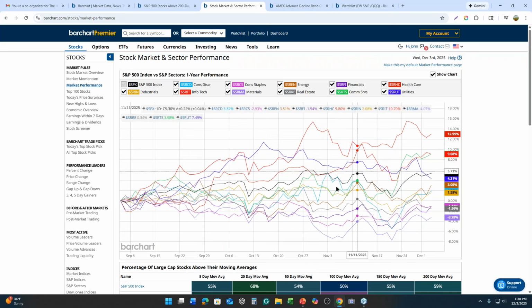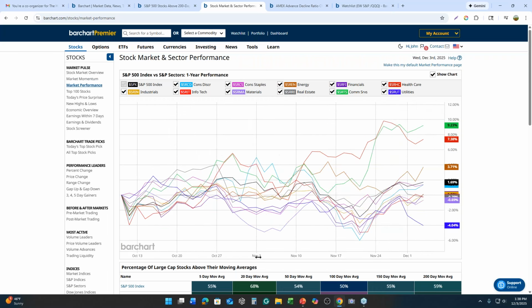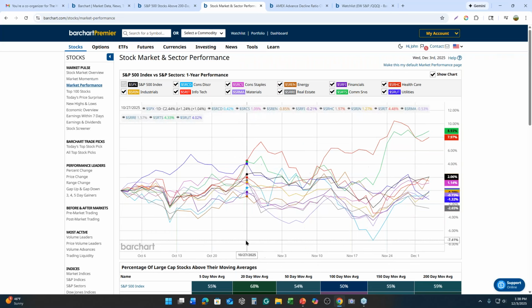Now, if we go down to the last month, notice how our tech now has fallen below the S&P, but communication services is still outperforming the S&P, and again, our healthcare. Now, what is interesting about communication services, and this is the importance of looking at, is this a widespread breadth or is this a narrowing breadth?